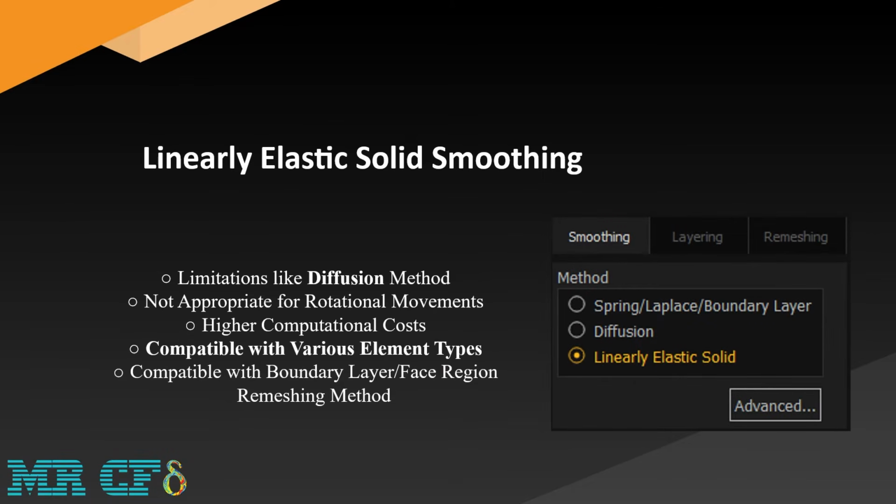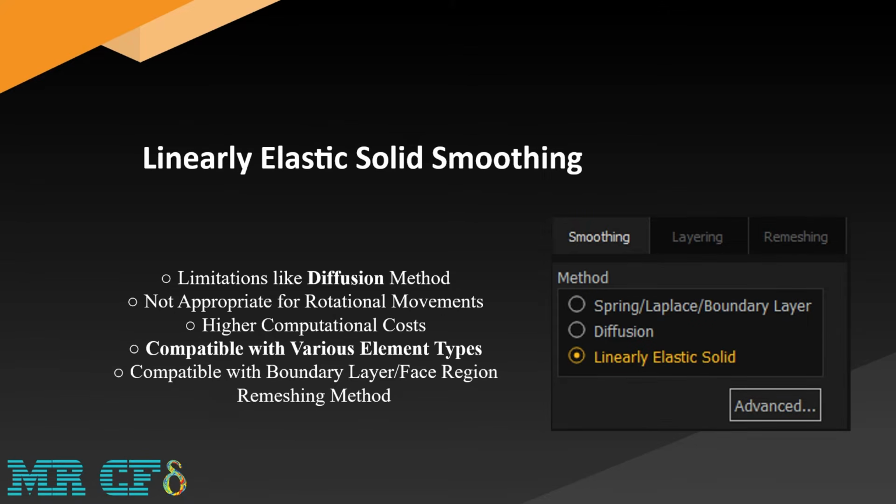Now let's talk about the capabilities and advantages of the linear elastic solid smoothing method. Most of the features and limitations discussed in the diffusion method also apply to the linear elastic solid method, especially the reduction of the mesh quality in rotational movements. The linear elastic solid smoothing method is more expensive than the diffusion method in terms of computational cost, but for some meshes and mesh movements, it maintains the mesh quality better.